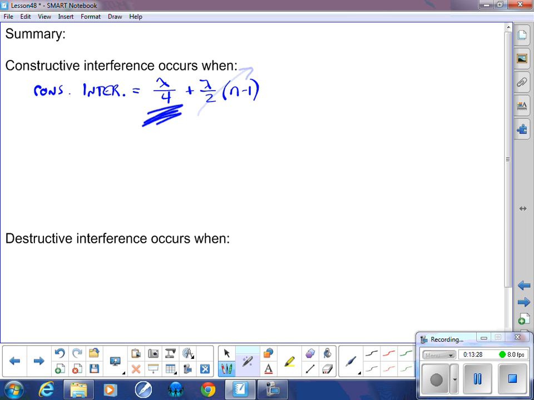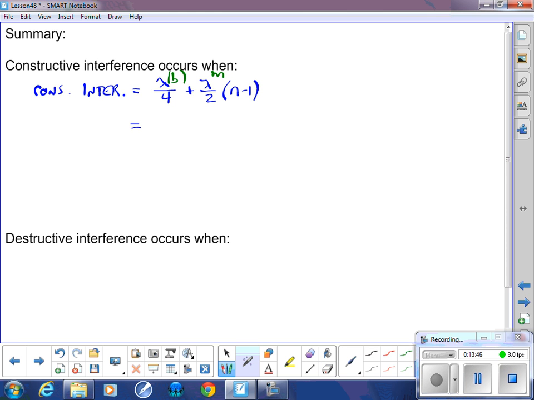So this is your general equation. This is the pattern that you get, and it's just y equals mx plus b. It's a linear relationship. Okay, here's your b, your y-intercept, and here's your slope. N minus 1 is the x value.